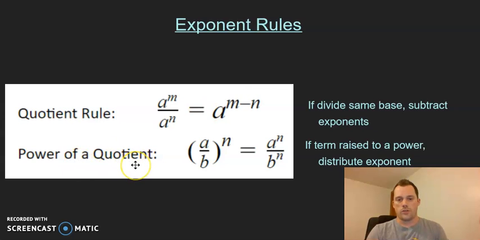So power of a quotient, if we think back to the power of a product or power to a power, we've got this exponent on the outside. We have to distribute it to each base. So it becomes a to the nth power over b to the nth power.